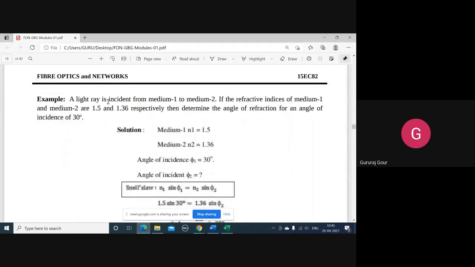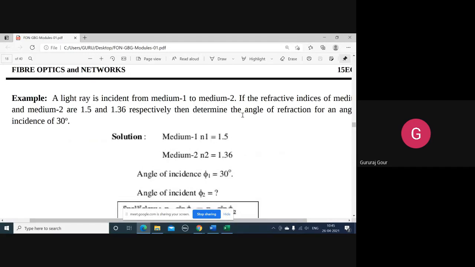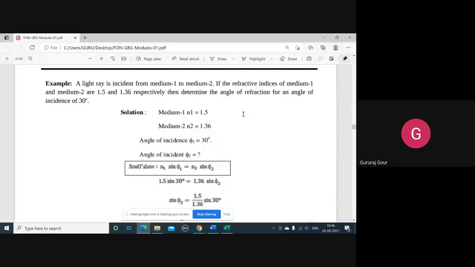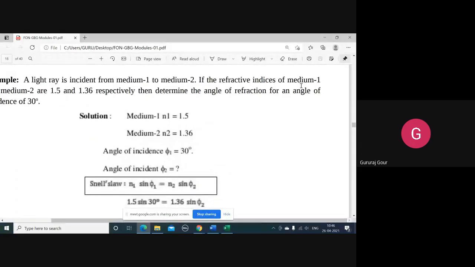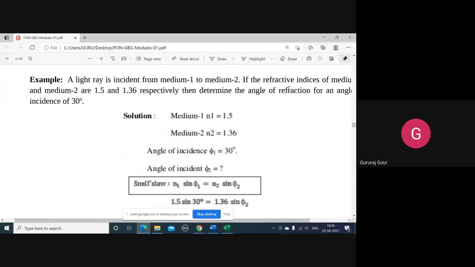A light ray is incident from medium 1 to medium 2. The refractive indices of medium 1 and medium 2 are 1.5 and 1.36, that is, N1 and N2. N1 is the core, because by construction we want this. Determine the angle of refraction for the angle of incidence 30.